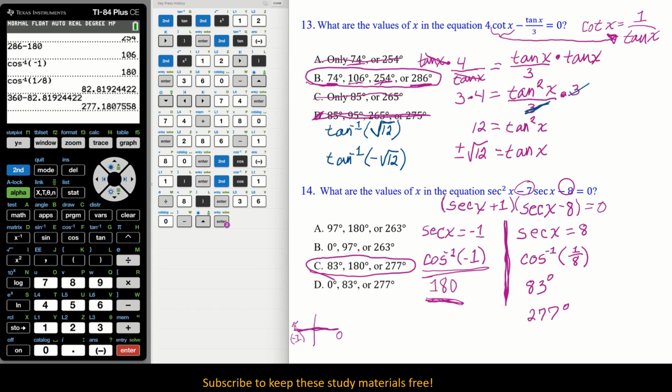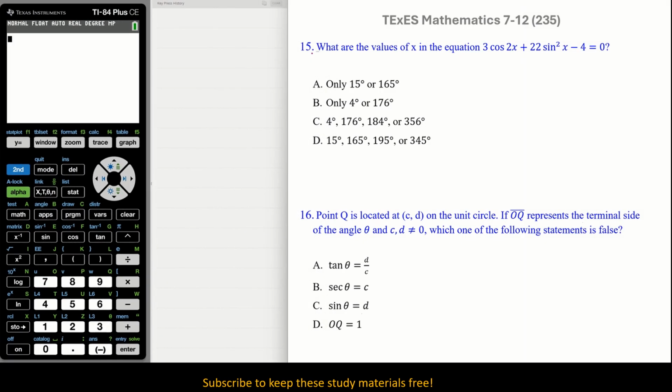Number 15. What are the values of x in the equation 3 cosine 2x plus 22 sine squared x minus 4 equals 0? Okay, for this problem, the first thing I see is that we need to use the equivalent value for the cosine 2x, which would be 1 minus sine squared x, okay?